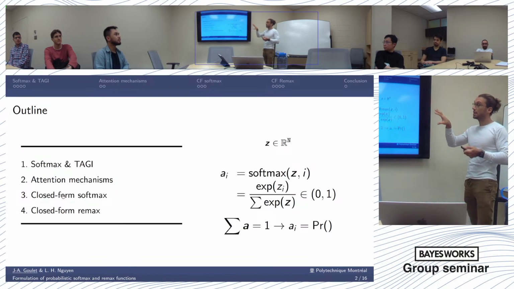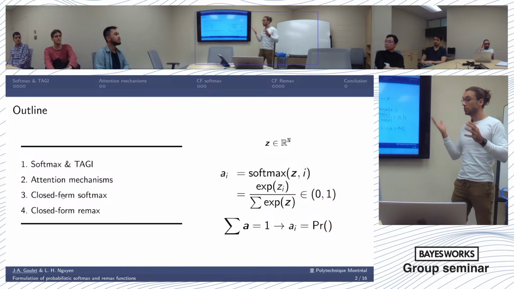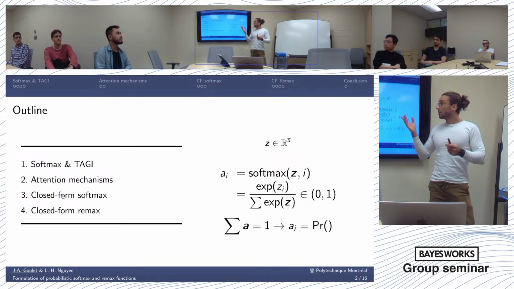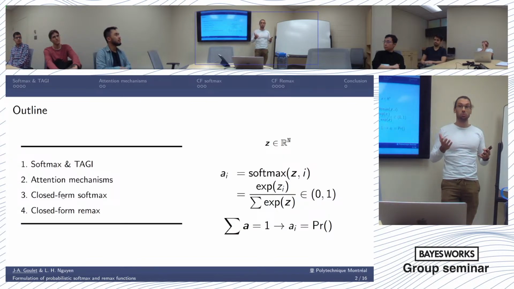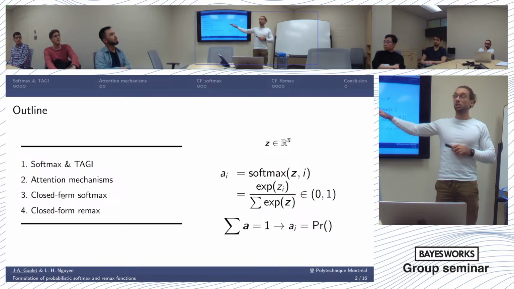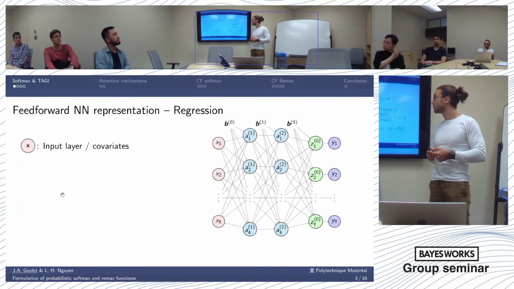So what we're going to see today is the reason of being of softmax in TAGI, and why we are not using it. Then we're going to look at the attention mechanism that also needs softmax, and this is going to be the principal reason why we're developing this. And then the core of the presentation is going to be about how we can obtain a closed form softmax and a better version that I call a remax function. We're going to see how and why.